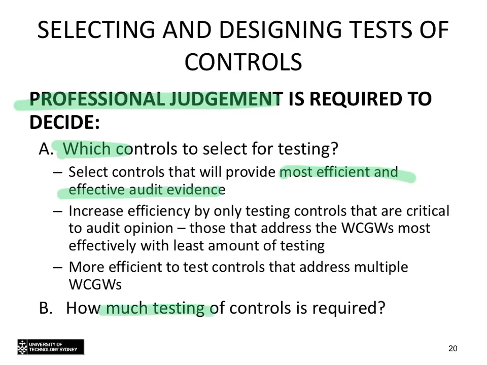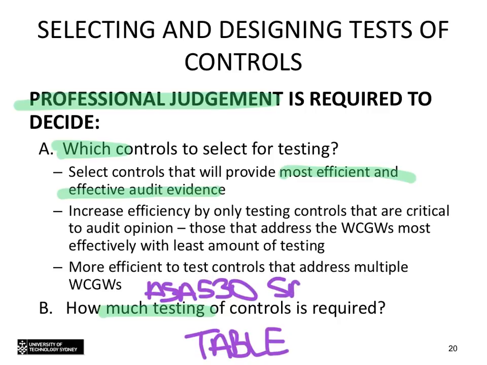In terms of how much testing of controls is required, I'm going to refer you to a table that we look at later on that talks about how much. And obviously we know that relates back to ASA 530 and our idea of sampling.